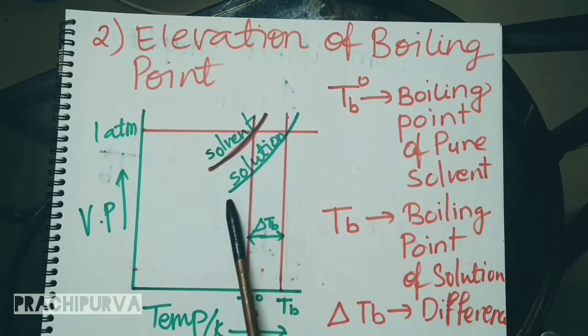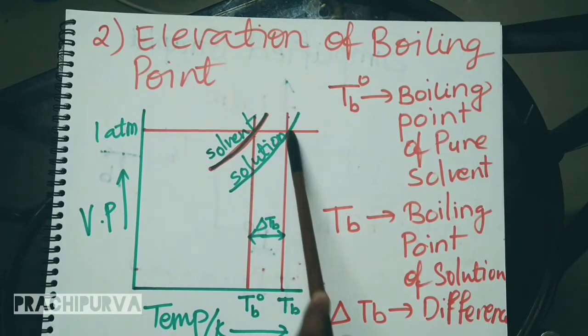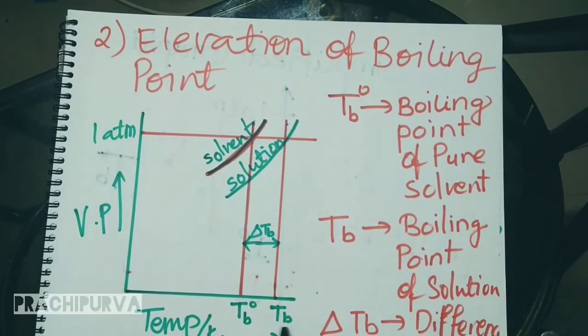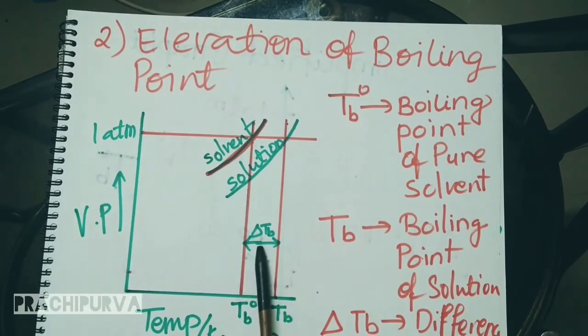See, when the solution curve matches the atmospheric pressure here, what is the corresponding temperature? TB, which is more than T naught B. That means the boiling point of solution is more than the boiling point of solvent, and the difference is delta TB. I know this graph is not making things that clear.